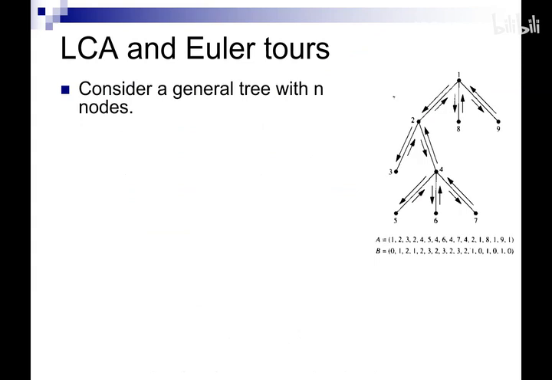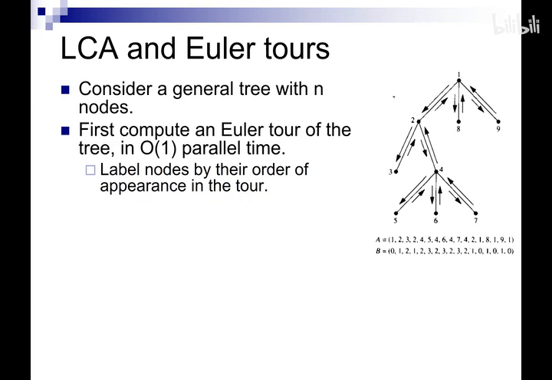Okay, so next we're going to consider the general case where you have an arbitrary tree. We're going to compute the LCA. We're going to see how to pre-process this tree so that we can compute the LCA in a general tree in constant time. Suppose the tree has n nodes.